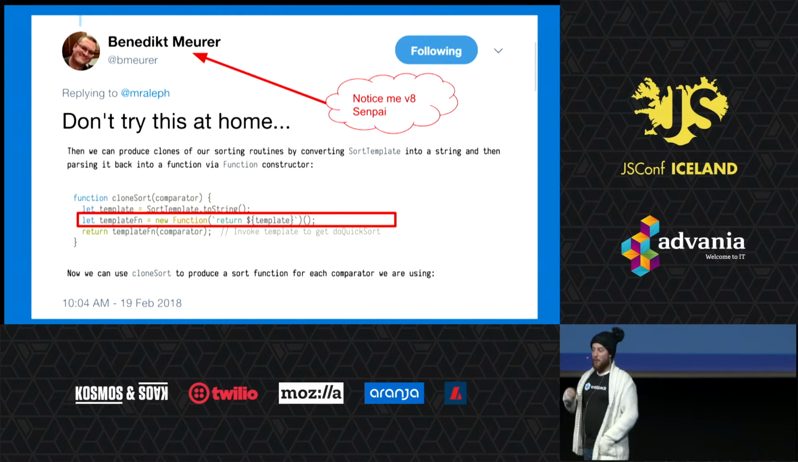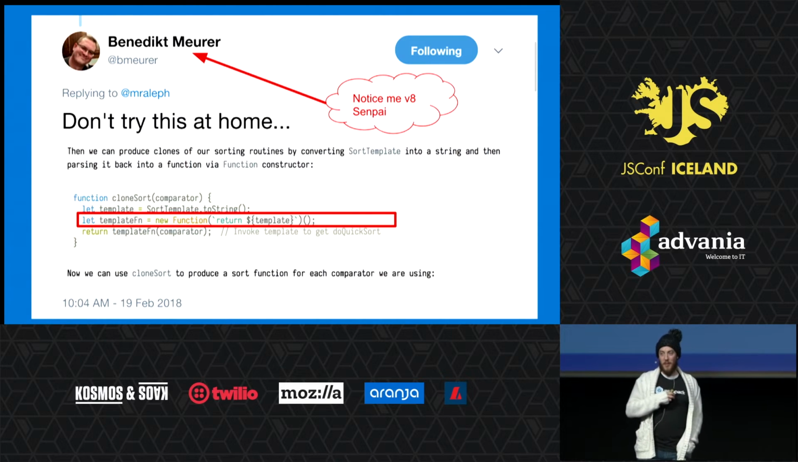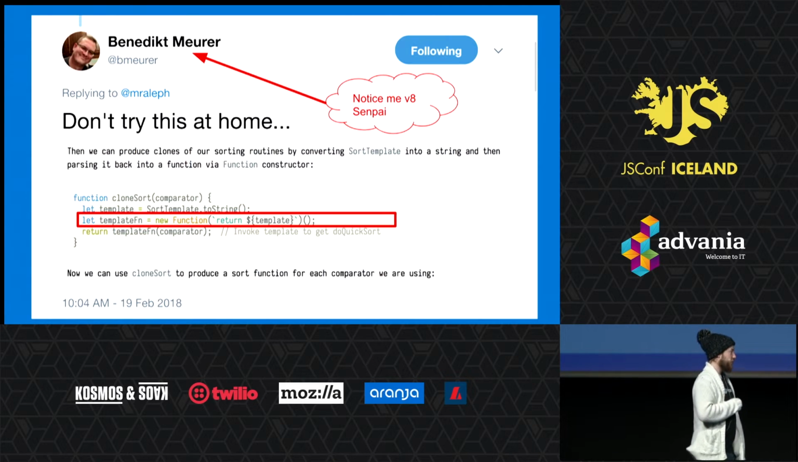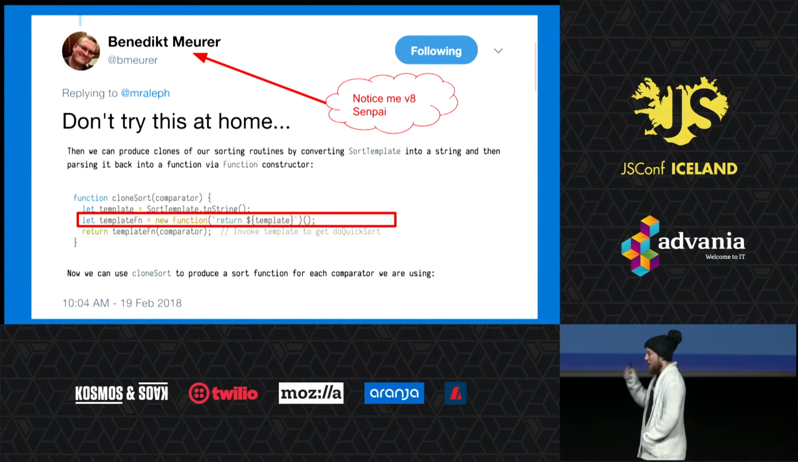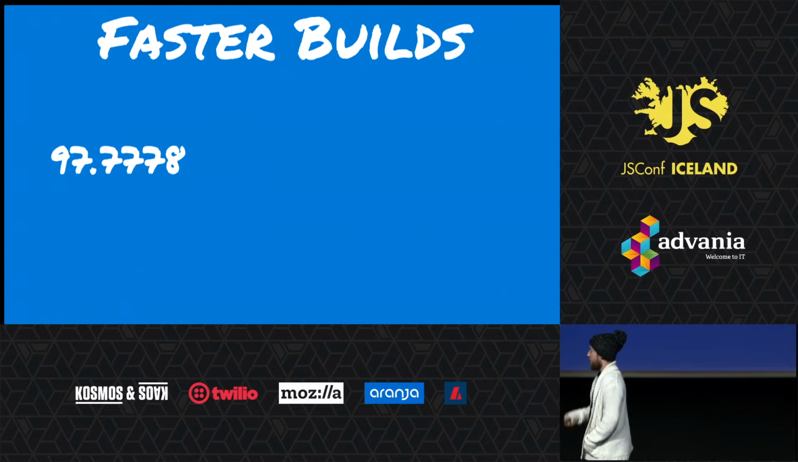There are some parts of Webpack that execute 19 million times on large code bases. And so everything is in the hot path for us. And so just as Benedikt Meurer, or V8 Senpai, says, please don't do this. Please don't. But what did this represent to us?